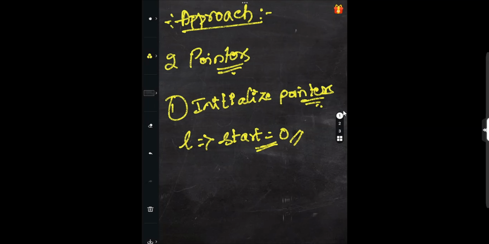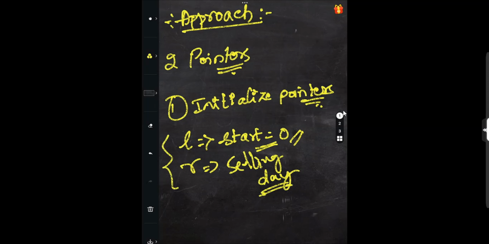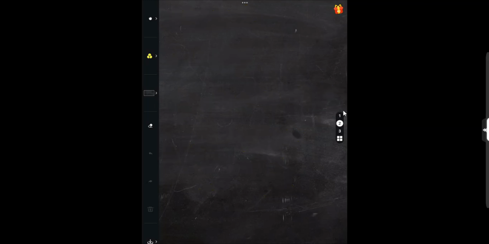The first day is always the minimum price that has been seen so far, and we'll be making use of a loop to iterate over the remaining prices with the pointer R, which is the selling day. So we'll be making use of the two pointers, left and right. This is the initializing of pointers.